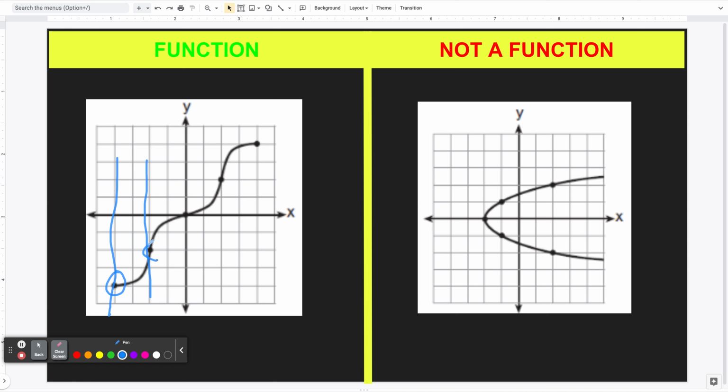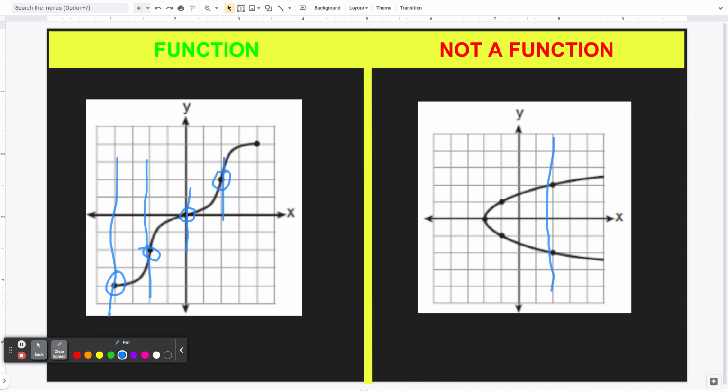Here, one relationship. No matter where I draw my straight line, even if I draw it through the center, the actual line that we're focusing on only hits one time, no matter where I draw a vertical line. So this is a functioning relationship. Over here, using my vertical line test.